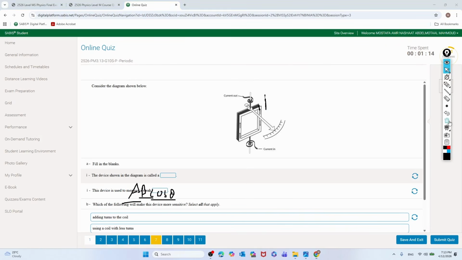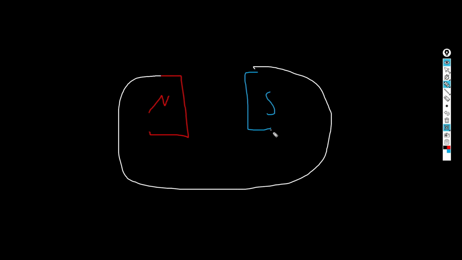Okay, galvanometer. Actually, I need to explain this also. It's pretty important. It's pretty confusing, so just focus a bit now. Here you have a north pole, and then you have a south pole. These are connected, a horseshoe magnet. So there's magnetic field lines going from here to here.